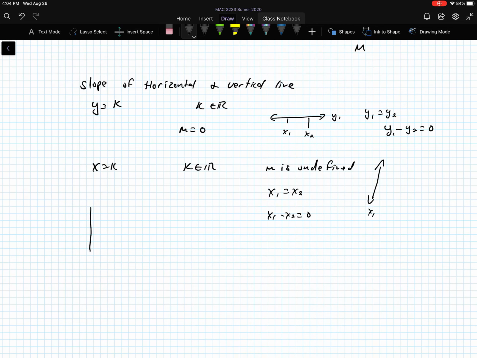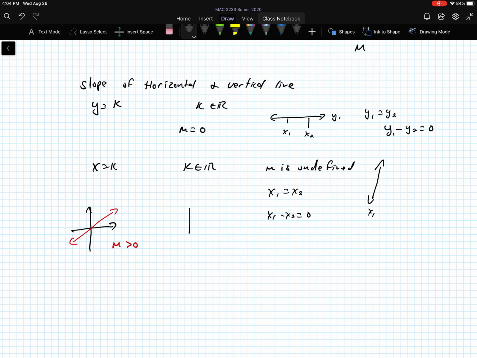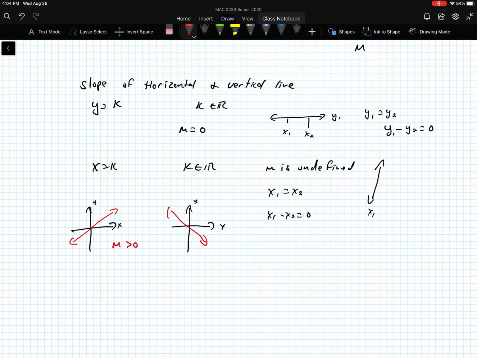There's also positive slope. Positive slope goes up. That means m is greater than 0. And if you have a negative slope, then the line goes down from left to right, and that means m is less than 0. So those are the 4 types of slopes that you're going to have when we're talking about linear functions.